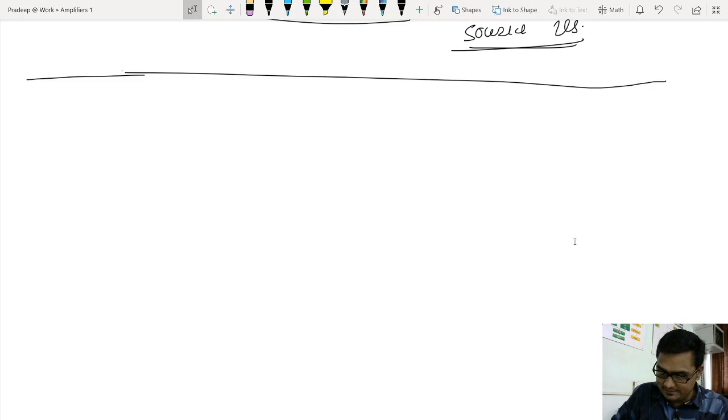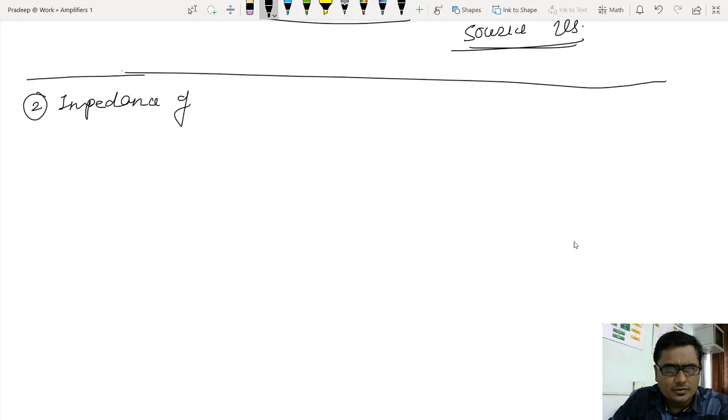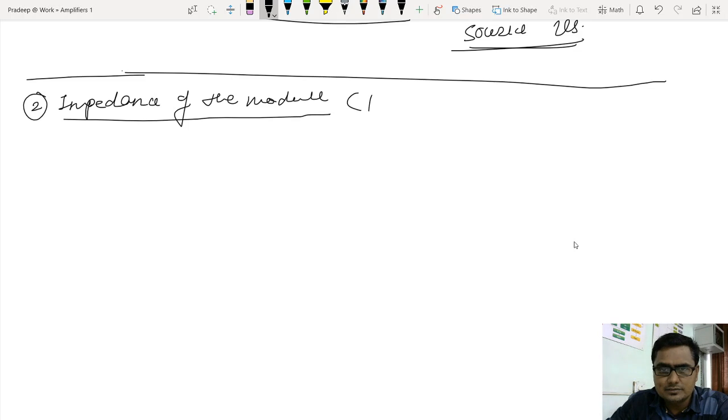So let me write it here. The second parameter is the impedance of the module. And what is the impedance denoted by? Impedance is denoted by Ri. In some books you will find R in, R dash, or maybe simply Ri. So we are using Ri as the notation for input impedance.